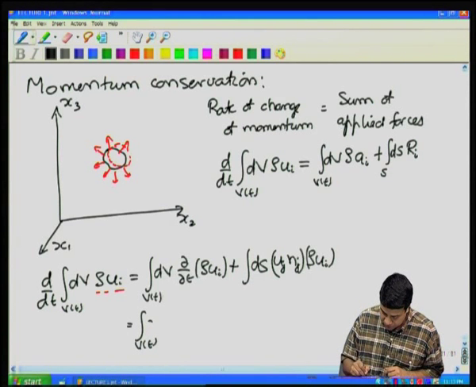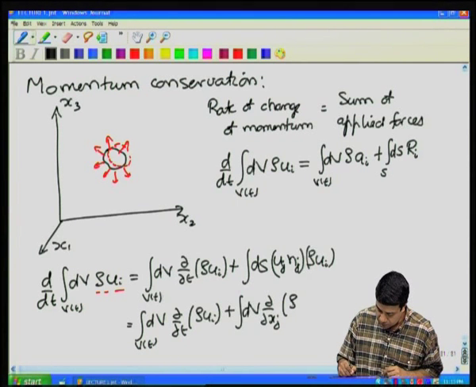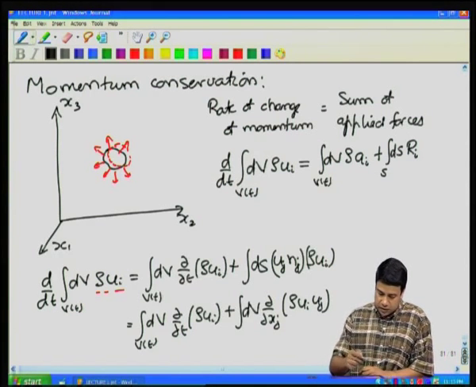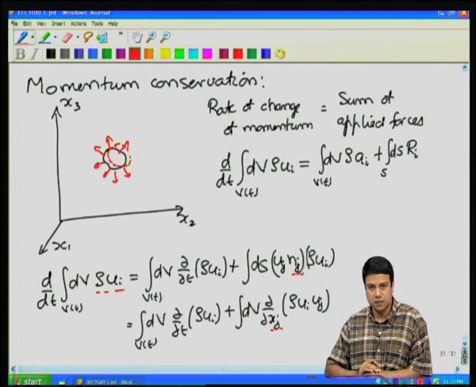integral over the volume dv of partial by partial t of rho ui plus integral over the volume of partial by partial xj of rho ui uj. Note that the index that I use for the divergence has to be the same index as that for the unit normal. N dot something integral over the surface is equal to the divergence of that same thing integrated over the volume. So, I have to use the same index in both those places. So, this is the Leibniz rule as applied to this particular case, the momentum conservation equation.